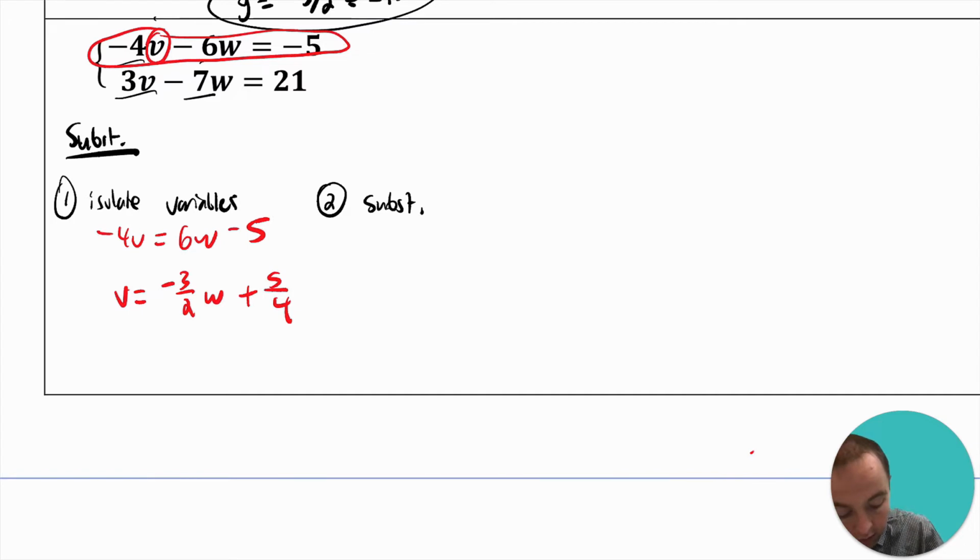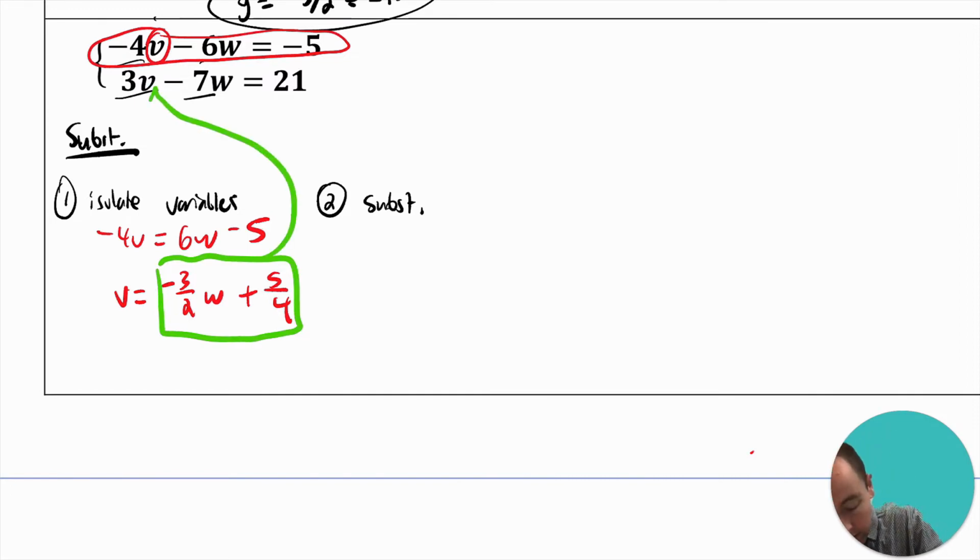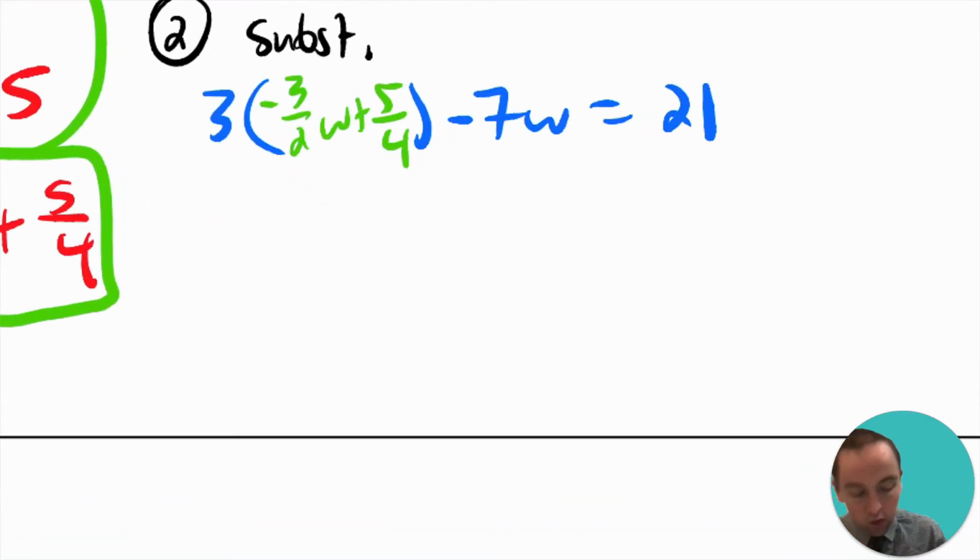So that isolates the variable there, and then we can do that second step, which is to actually do your substitution. So what we're going to do here is take this right here, which is really what v is worth, and substitute it in for v, and it has to go into the other equation for v right there. So that means that in the 3v minus 7w equals 21 equation, when we substitute -3/2 w plus 5/4 into that, we can now solve for a particular value of w.